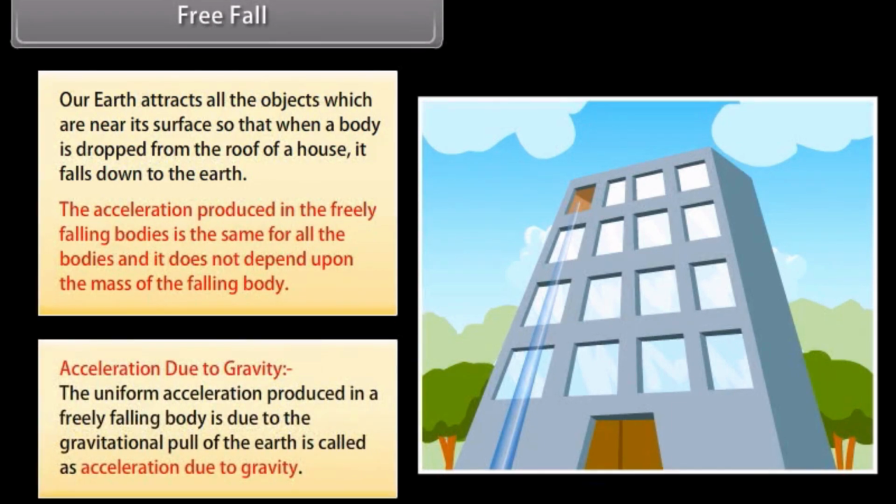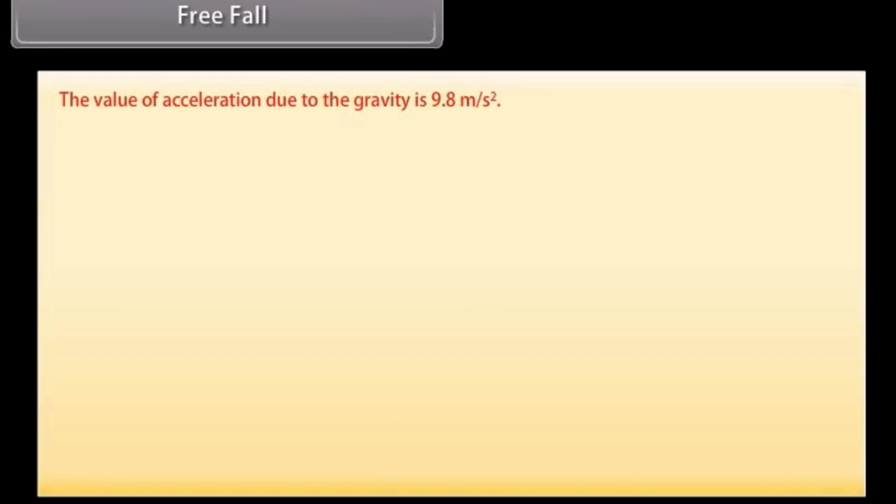Acceleration due to gravity. The uniform acceleration produced in a freely falling body is due to the gravitational pull of the earth. It is called acceleration due to gravity. The value of acceleration due to gravity is 9.8 meter per second square.